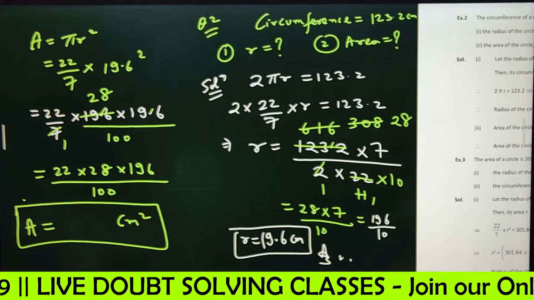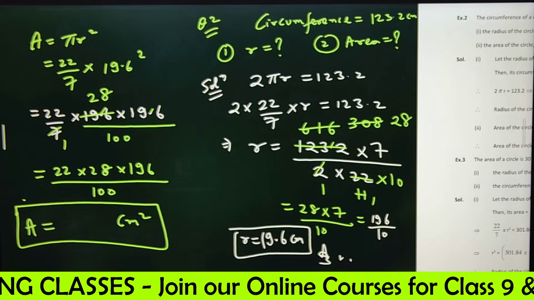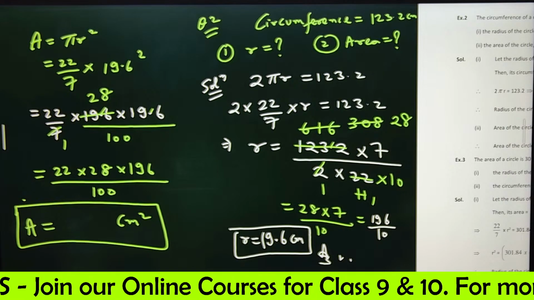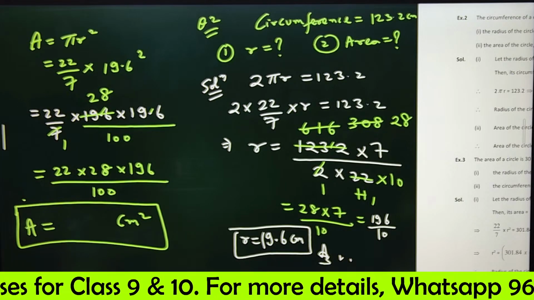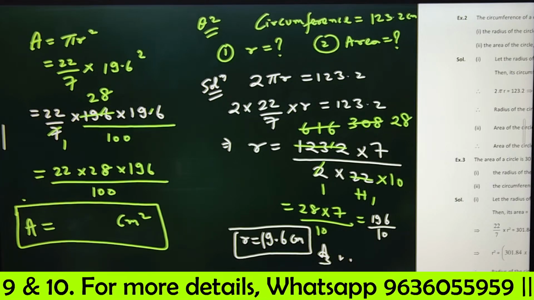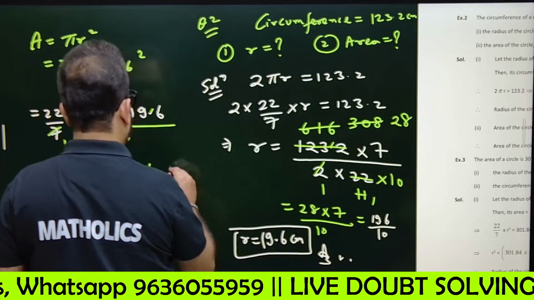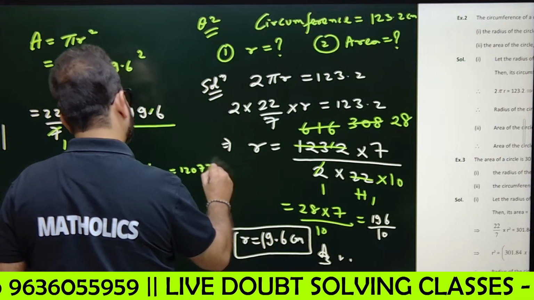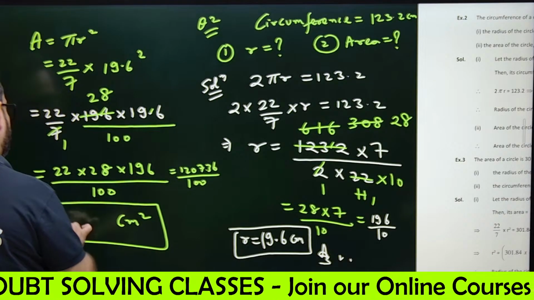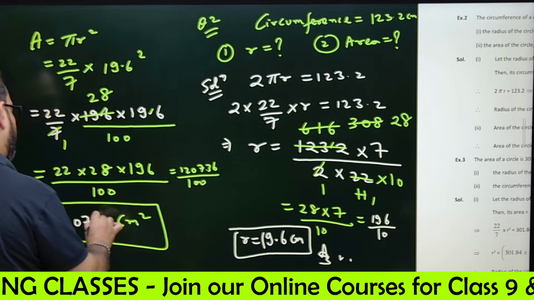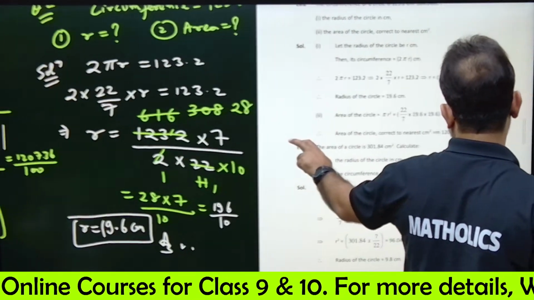Anyone with the final answer? Tell me. It will be 120736 upon 100, so it will be single point. So we'll write 1207.36 centimeter square is the correct answer.